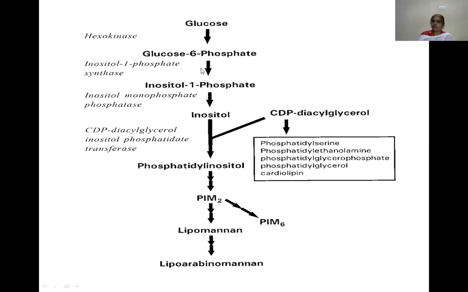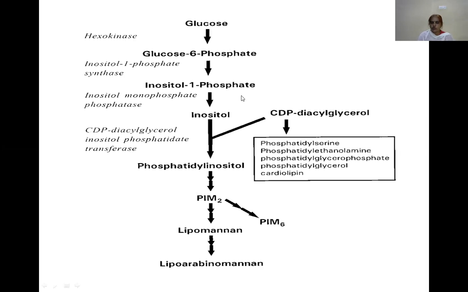So glucose will convert to glucose 6-phosphate. You already know very well which enzyme acts between these two. That is hexokinase. When glucose is converted to glucose 6-phosphate, this reaction is catalyzed by hexokinase. This glucose 6-phosphate will convert to inositol phosphate. Here this reaction is catalyzed by inositol 1-phosphate synthase, which acts upon glucose 6-phosphate and converts it to inositol 1-phosphate.